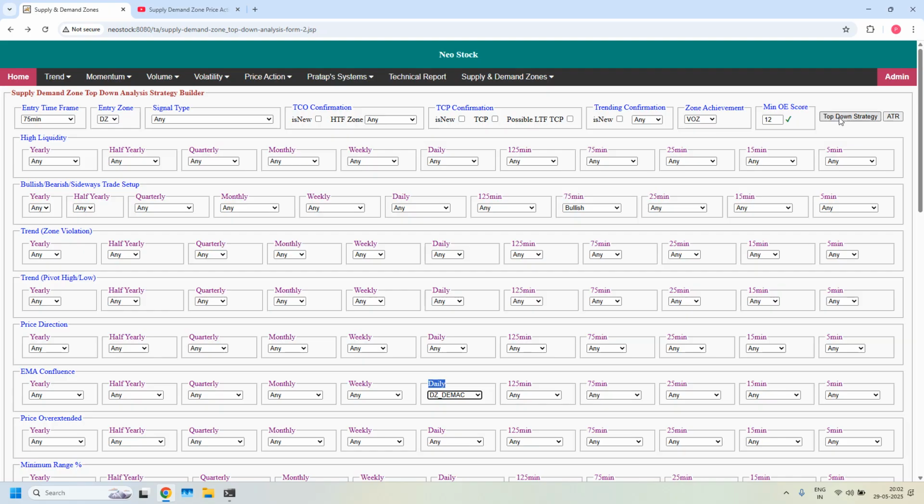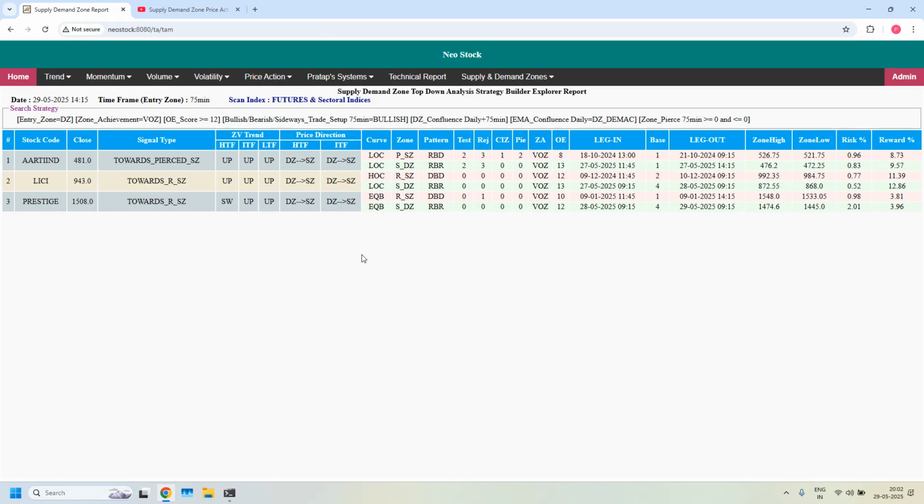So let's filter. We got 3 stocks. So that's why these three 75 minutes demand zones are having more high probability to get success. That's why, see, the first stock is already tested 3 times.